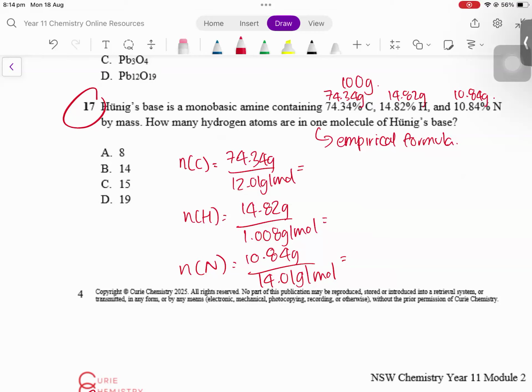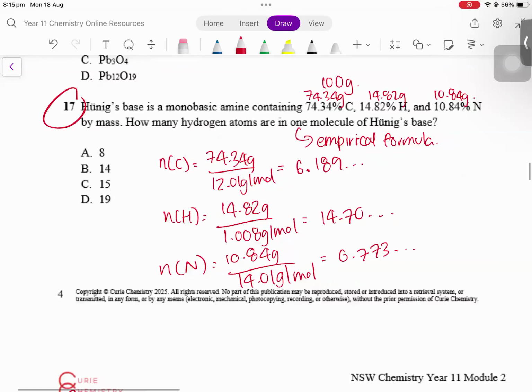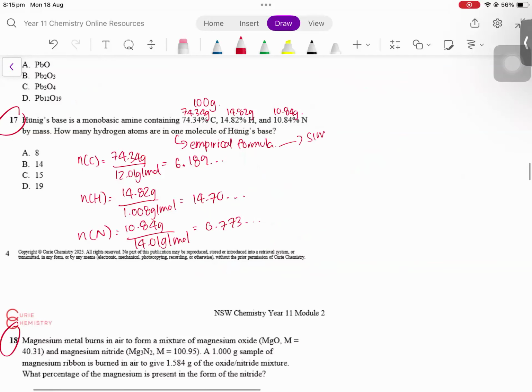So carbon, 6.189-ish. Hydrogen, 14.70, and then nitrogen 0.773. And then guys, empirical formula is the simplest whole number ratio.